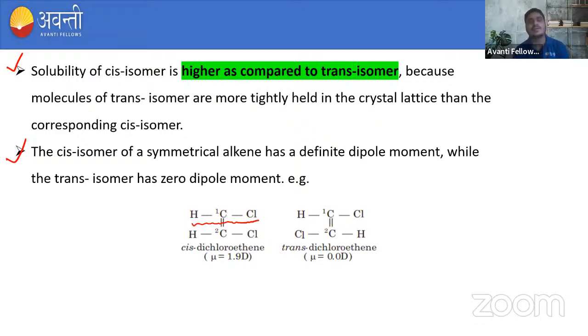So the cis isomer of the symmetrical alkene has a definite dipole moment, while the trans isomer has a zero dipole moment. Why is this? Because here this chlorine is more electronegative, and here also chlorine is more electronegative. So they cancel out the dipole moment of each other. That's why the trans form has zero dipole moment, right? Because they are placed on two opposite carbons and they cancel out the dipole moment of each other. Now here also is a dichloroethene. We can say that the dipole moment of cis is more as compared to the trans.